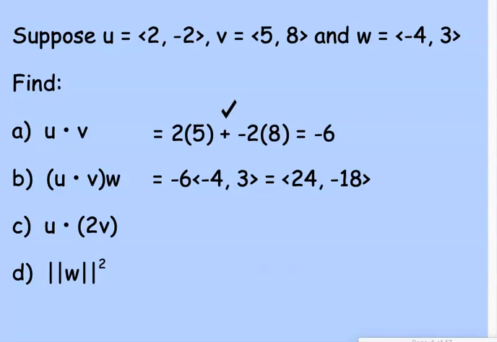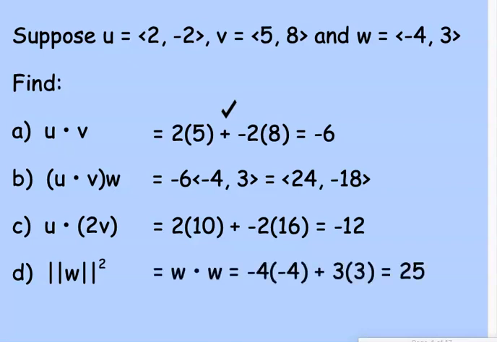All right, U dot 2V, you're just doing the dot product of U and 2V, so you end up with negative 12. Did you notice U dot 2V would be the same thing as 2 times U dot V? So you could have just taken your answer, negative 6 times 2. And then the last one, the magnitude of W squared is the same as the dot product of W and W, just W times itself, so you end up with 25.